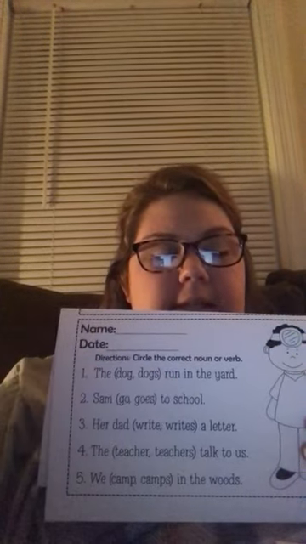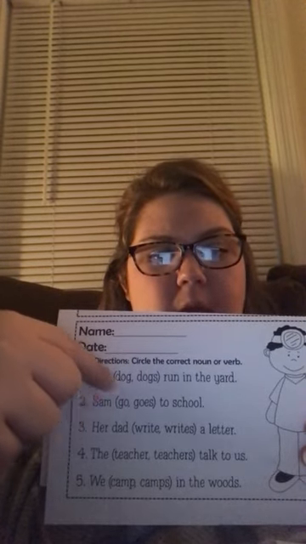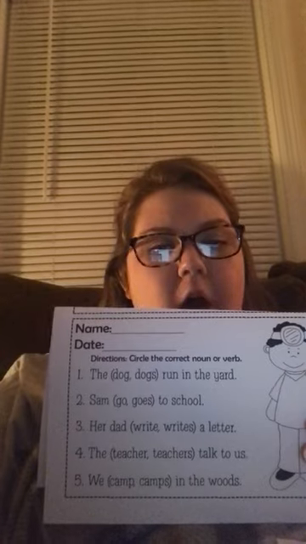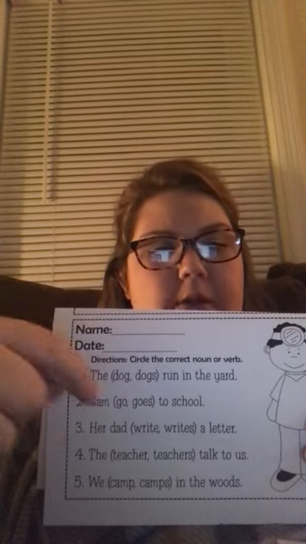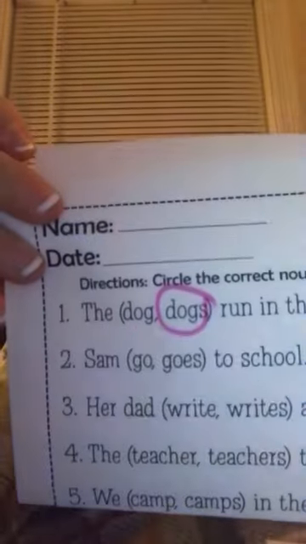Okay? So for number 1, it says, the dog or dogs run in the yard. The verb does not end with an S, so we need to circle the plural noun. The dogs run in the yard. So go ahead and circle that noun with an S. Number 2, and I can do that with you. Let me grab my pencil. So on number 1, you're circling dogs.